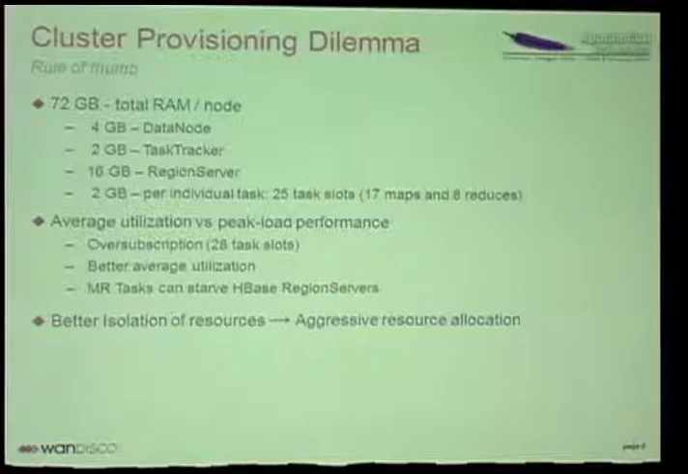Some will be taken by the system itself. So basically, every task slot, at either map or reduce, will take 2 gigabytes. So I can have up to 25 slots, right? And that's a provisioning for all those services running without interaction with each other. But if I want average utilization high, I over-provision, I oversubscribe, and I would assign 28 tasks instead of 25.